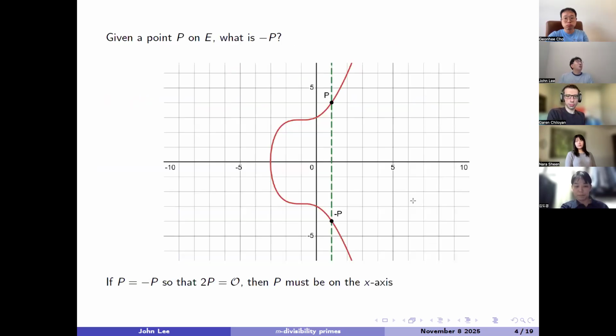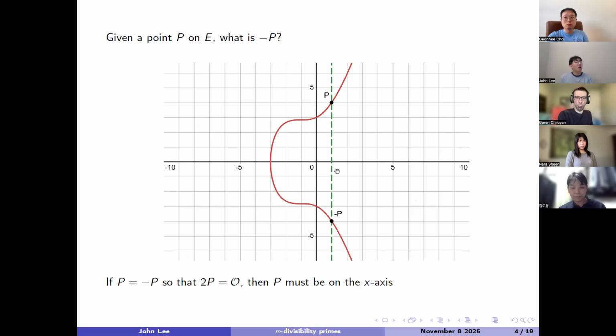Okay. So now let P be a point on E. Then what is its inverse element? Because we've been only focusing on the fact that P is a point and you can add two points up. And I just mentioned that the point at infinity is the identity element. So what is the inverse element?